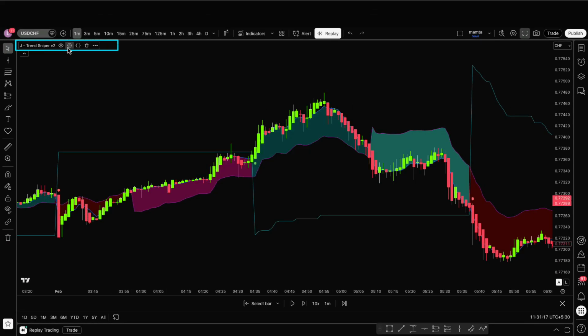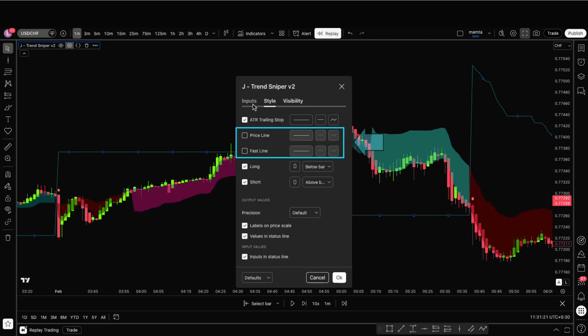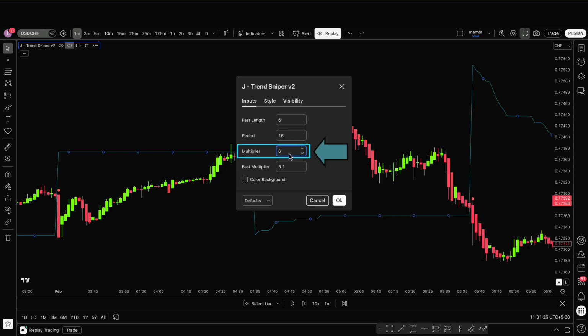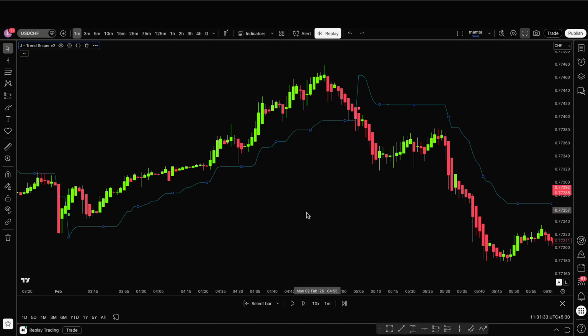Now the indicator settings change for perfect signals. First, we have to keep these options hidden. We change the multiplier from 9 to 3. We change the period from 16 to 12. Here everything is fine after that. Click OK. Now we'll add one more indicator to make this strategy more powerful.